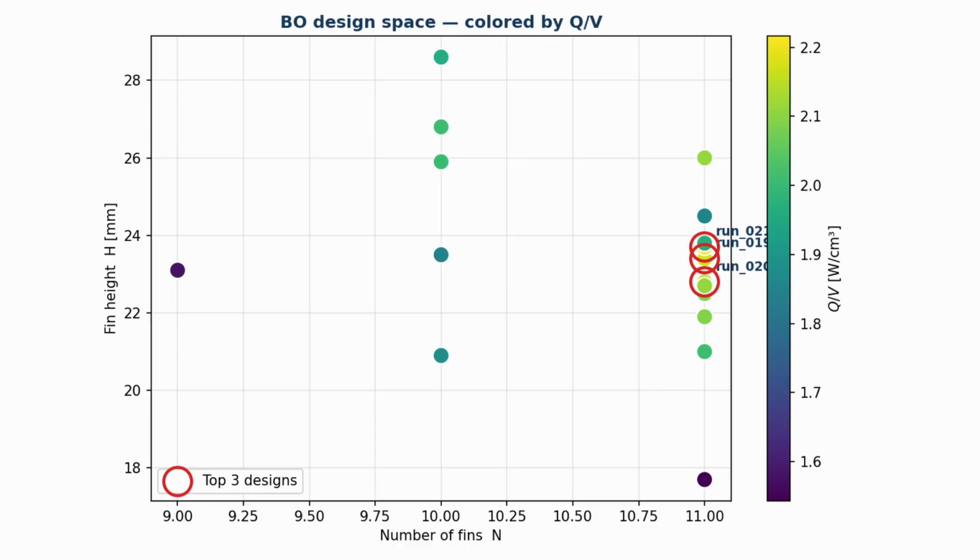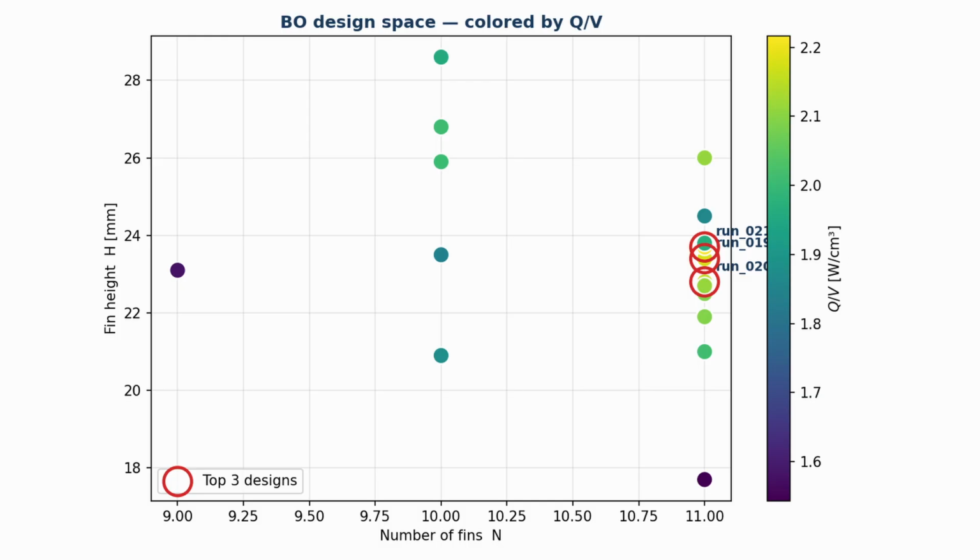The contour plot shows n on the x-axis, h on the y-axis, and Q over V as color. The hot region, the yellow peak, is at n equals 11 and h in the range 20 to 25 millimeters. The coolest region is at low n and the extremes of h. Notice that the peak is not at the tallest fins. h equals 24 is better than h equals 30. Beyond a certain height, adding more metal gives diminishing heat transfer and growing volume. That's the Q over V objective naturally balancing performance against material.